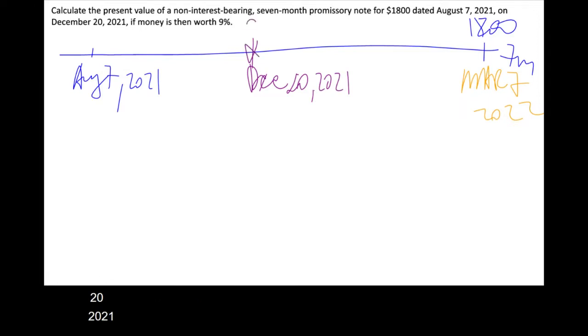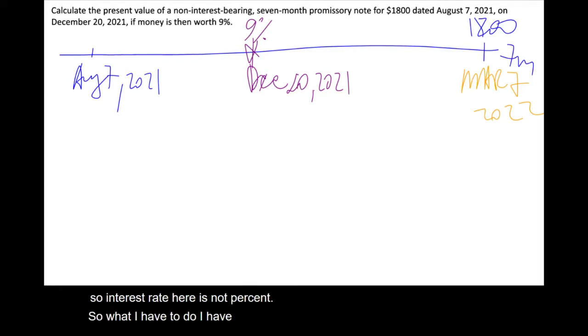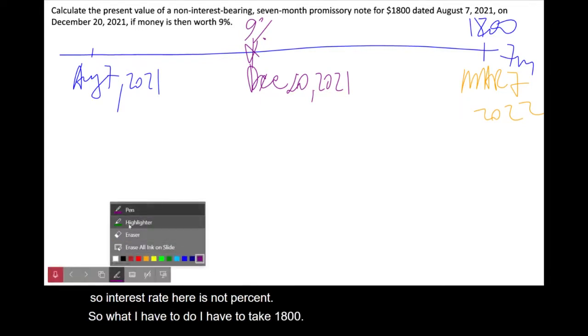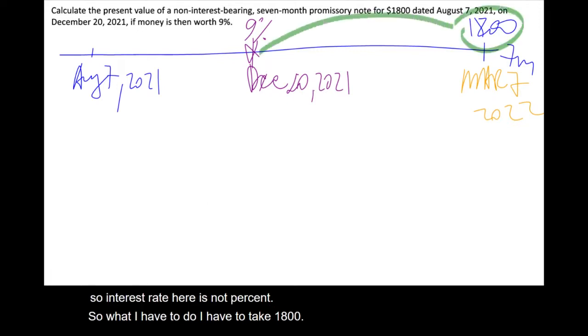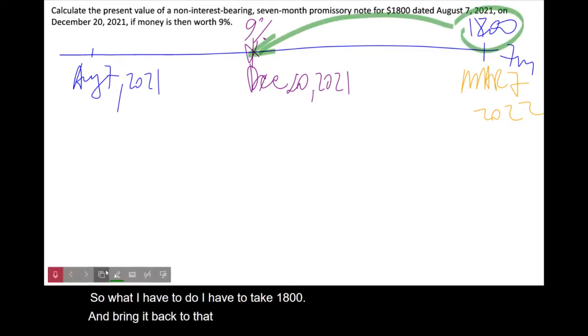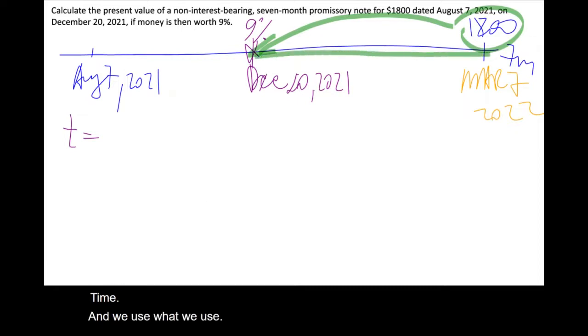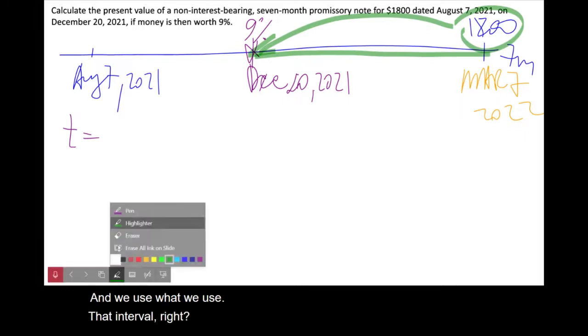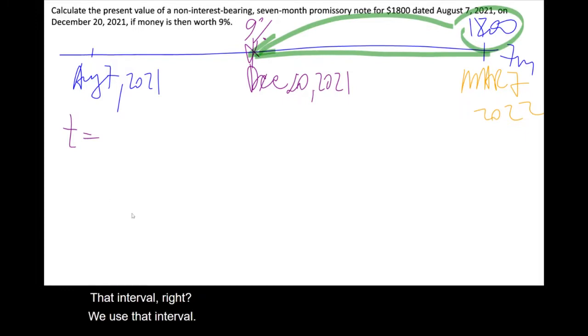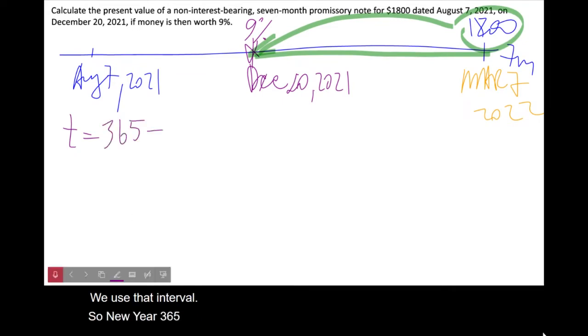So interest rate here is 9%. So what I have to do, I have to take 1800 and bring it back to that point. Now before we proceed, let's find t, time. And we use that interval, right? We use that interval.